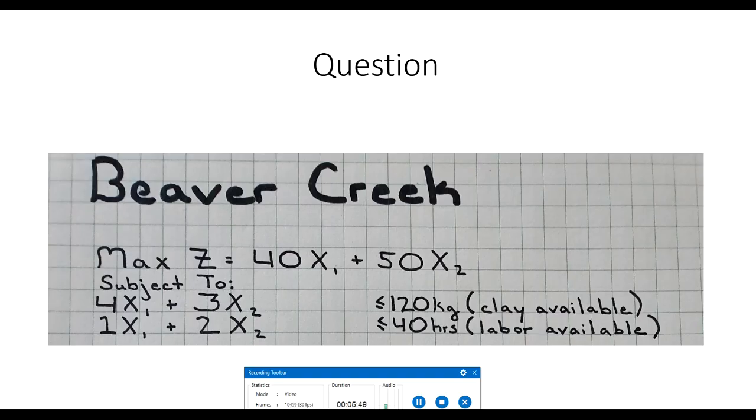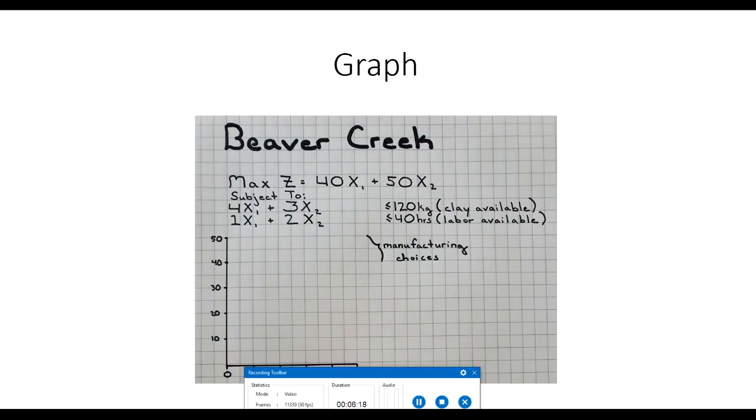Max Z is equal to 40x1 plus 50x2, where x1 is bowls and x2 is mugs. Subject to 4x1 plus 3x2 is less than or equal to 120. 1x1 plus 2x2 is less than or equal to 40. Both of these situations allow us now to move to the next step, which is graphing the problem.